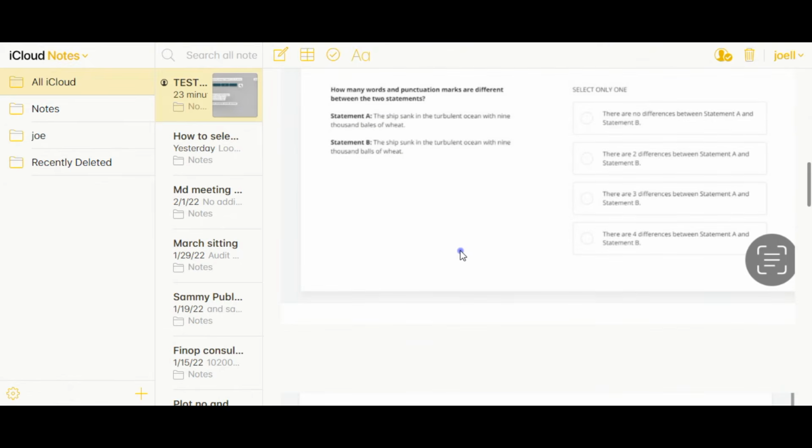I'll move down. This is about comparatives. They give you two statements and they tell you to look out for what changes in the two. How many differences do you see in the statement? How many words and punctuation marks are different between the two statements? You can look at those statements.